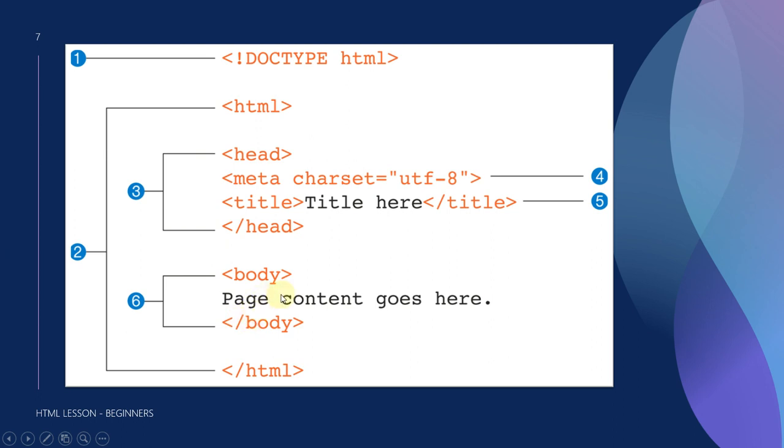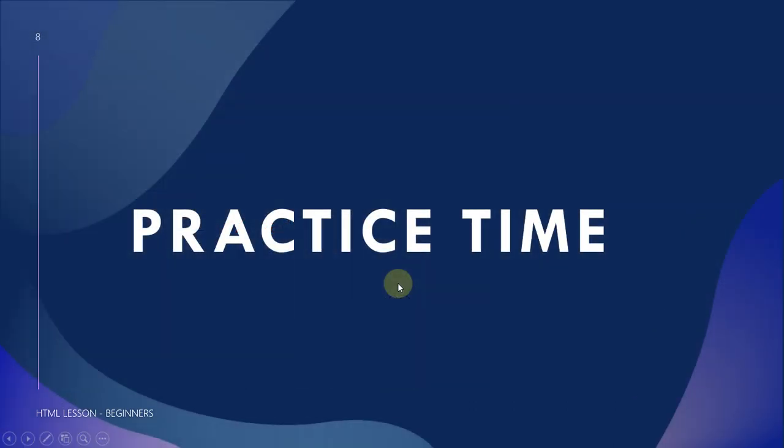The body tag is where the page content goes. The things that are going to be more visible on your website, taking into consideration images, videos, links, and all those things, go inside the body tag. All right, good. Okay, so practice time.